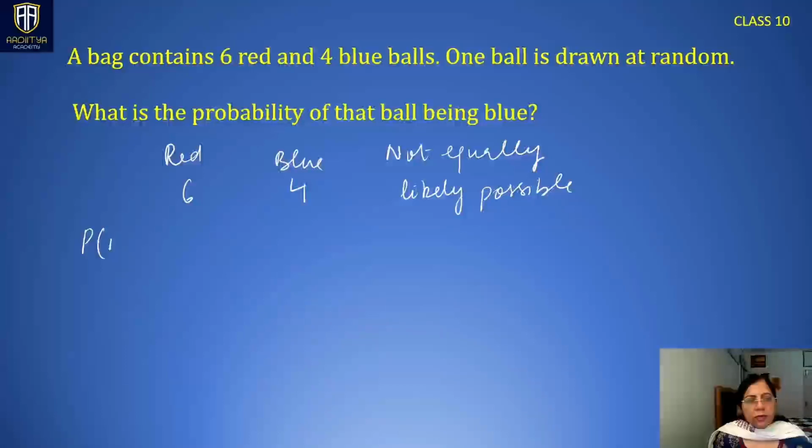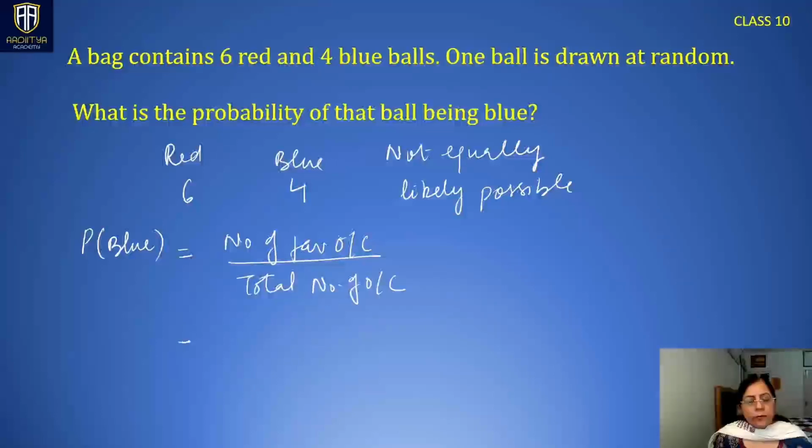The probability of getting a blue ball is, blue ball means number of favorable outcomes here in the numerator, number of favorable outcomes, and then we have total number of outcomes. So that is, number of favorable outcomes is, for blue we have 4 blue balls and total number of balls is 6 plus 4, 10. So we have 2 by 5 is the mathematical probability of drawing one blue ball from this bag, right?